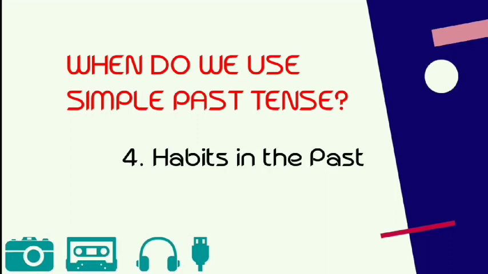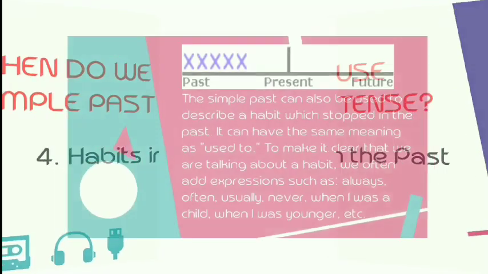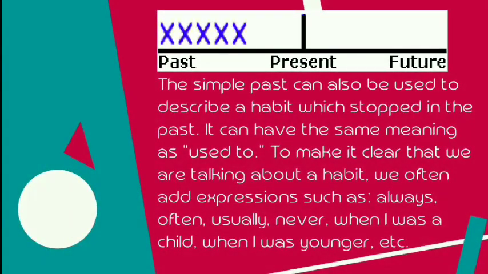Next, we also use simple past tense for habits in the past. So, like here, we have 5x, meaning these are continuous things or the things you always do, but that will be in the past, not anymore today. The simple past can also be used to describe a habit which stopped in the past. So this was a continuous process or the thing that you do every day or now and then in the past. So not anymore today. It can have the same meaning as used to.